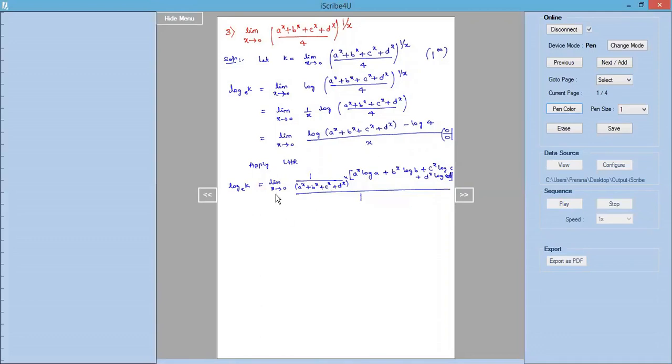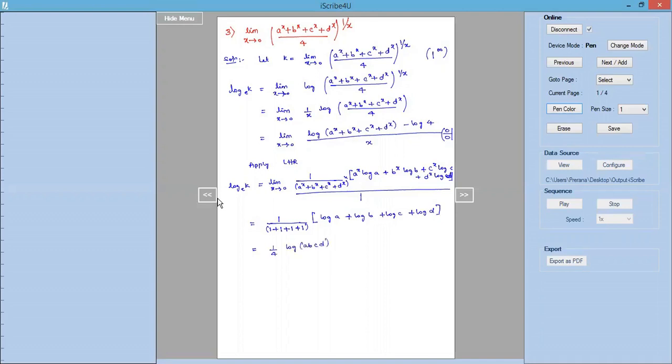Now we apply the limit as x tends to 0. We will not get any more indeterminate form because denominator is already a constant. So let us apply x tends to 0. So this will be 1 divided by a power 0, b power 0, c power 0, d power 0, all are 1, into a power 0 log a. So it is 1 into log a. Similarly, plus log b plus log c plus log d. So this gives us log a plus log b plus log c plus log d, which can be written as log of abcd.